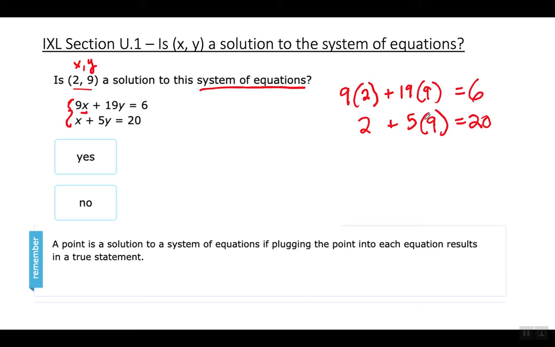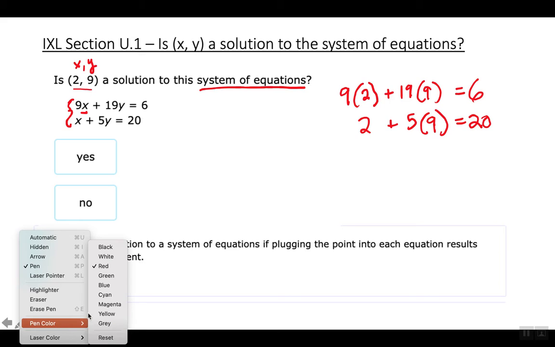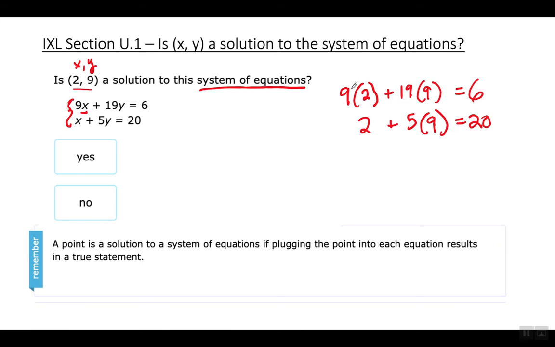So on the top, 2 times 9 is 18, and 9 times 19 is 171. Obviously 18 plus 171 does not equal 6. So this is false. This does not work. You don't have to check the bottom because the top is already false. Basically, the answer for this one would be no.